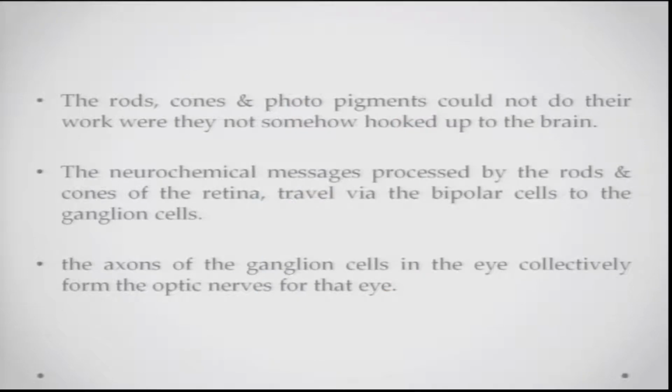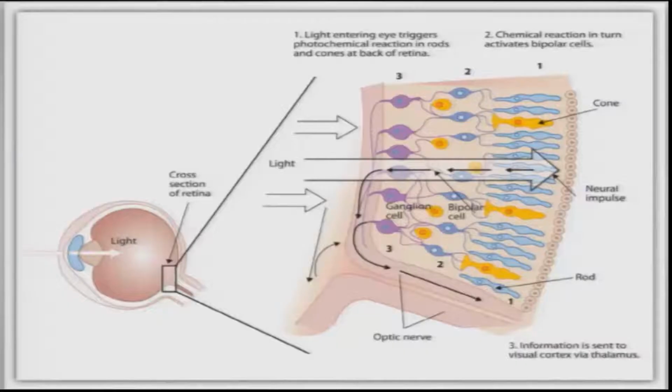Now, the rods, cones, and photopigments could not do their job if they were not connected somehow to the brain. So we have to talk about how all of this connects to the brain as well. The neurochemical messages generated in this section of the eye, produced by the rods and the cones, travel via these bipolar cells to the ganglion cells. The axons of the ganglion cells in the eye collectively form what is called the optic nerve for that particular eye. You can see that in the figure that we saw earlier. So this is how this communication is happening.